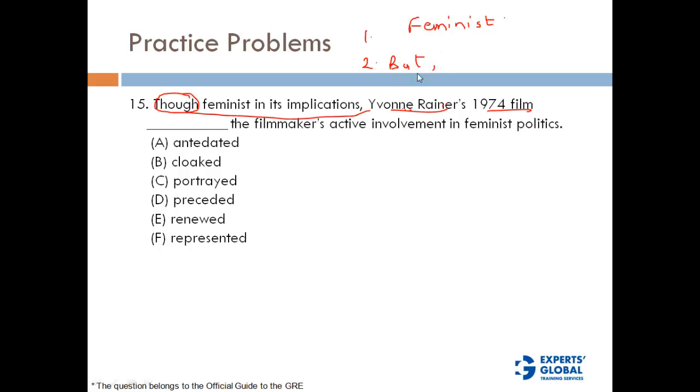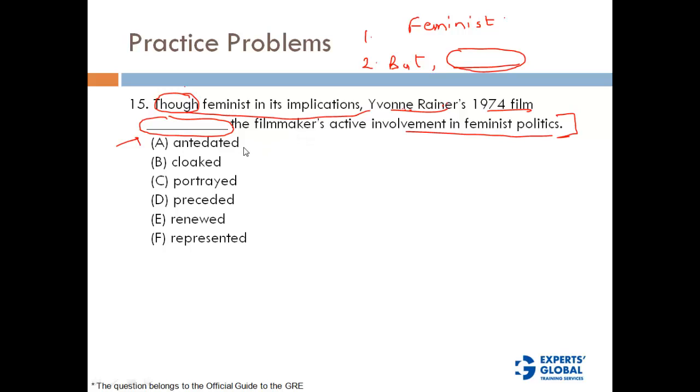But even if that is the case, dash, the filmmaker's active involvement in feminist politics. So there is some kind of a verb here, okay, and this verb, when we put it in the second part of the sentence, has to show contrast with the feminist implications of the 1974 film, because we have a "though" here. So we don't really know what this is going to mean. Let's look at the options.